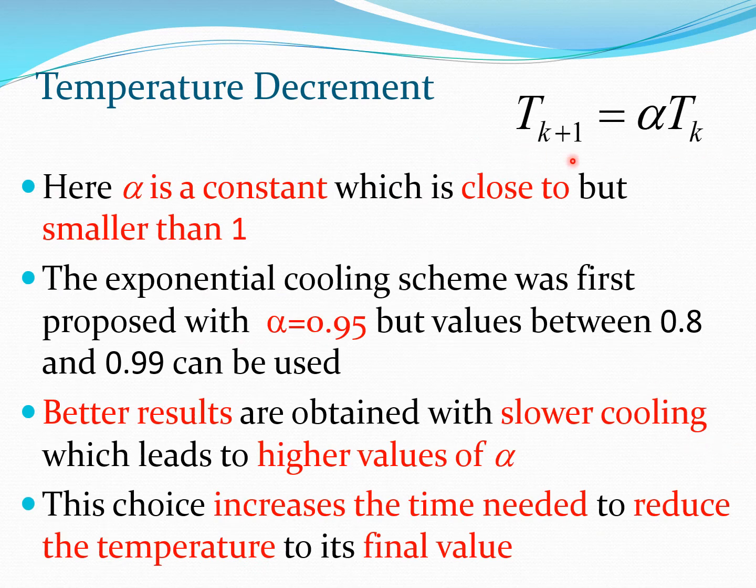Typically in this method, we want a value of this constant which is close to but smaller than 1. For example, a recommended value is 0.95, but in the literature, values between 0.8 and 0.99 have been used. Of course, you would get better results with slower cooling. That means if you use 0.99, you are cooling slower. But the negative side is that the time taken to reduce the temperature to its final value keeps going up. There is a trade-off here.